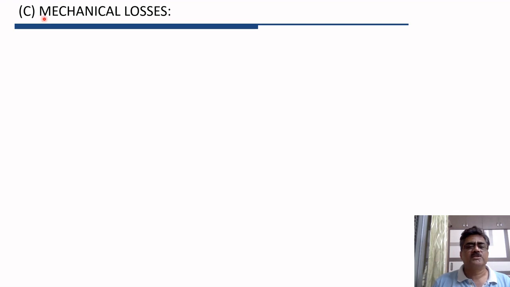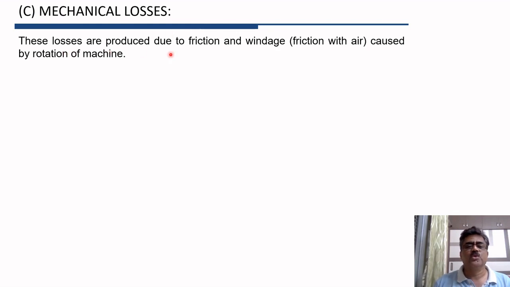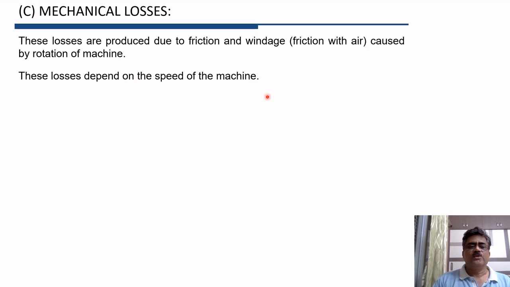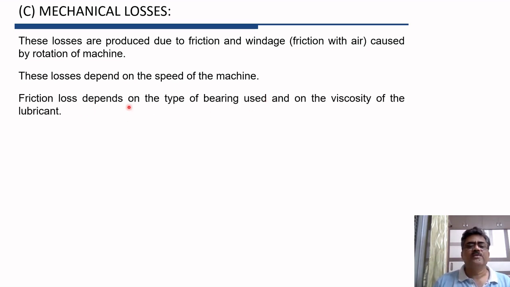Third type of losses in DC machines are mechanical losses. These losses include friction and windage losses. Windage losses are the losses because of friction of rotating parts with air, and therefore friction and windage losses are caused because of rotation of machine, and that's why these losses depend on the speed of the machine. Now, the frictional loss depends on the type of bearings used and also on the viscosity of the lubricant.